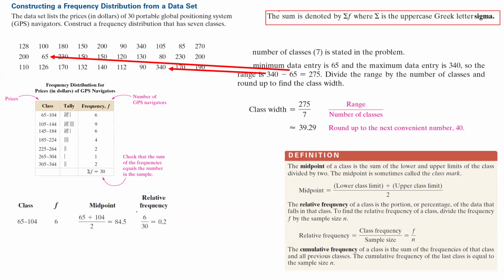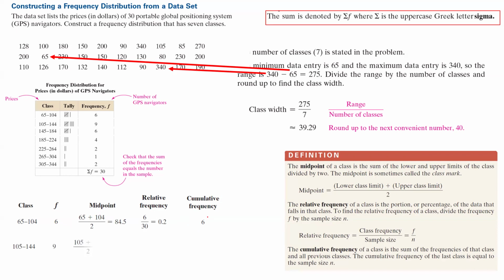Relative frequency, the frequency of the class is 6 divided by the sample size. You had 30 prizes in your collection. 6 divided by 30 gives you 20% or 0.2. Cumulative of the first class is 6. We don't have any class before this, so you're just going to copy down the frequency as the cumulative frequency.